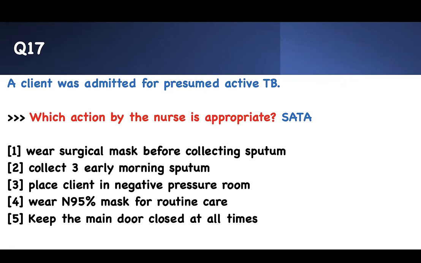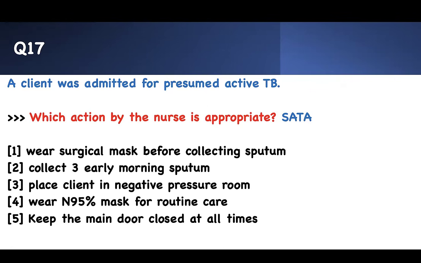Active TB, infection control. What do you think active TB is? You know it's what? Airborne. Therefore, institute airborne precautions. That's all. Which action by the nurse is appropriate? Airborne precautions. Know the PPE that you need for that, and that is N95. Wear a surgical mask before collecting a sputum? I said N95. A surgical mask is not N95. It's wrong. Collect 3 early morning sputum samples.